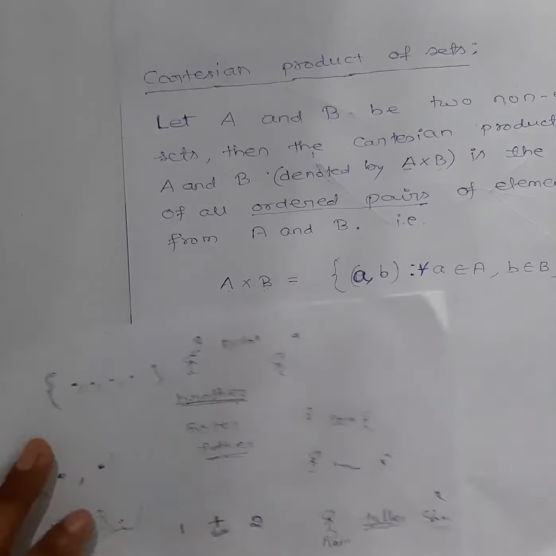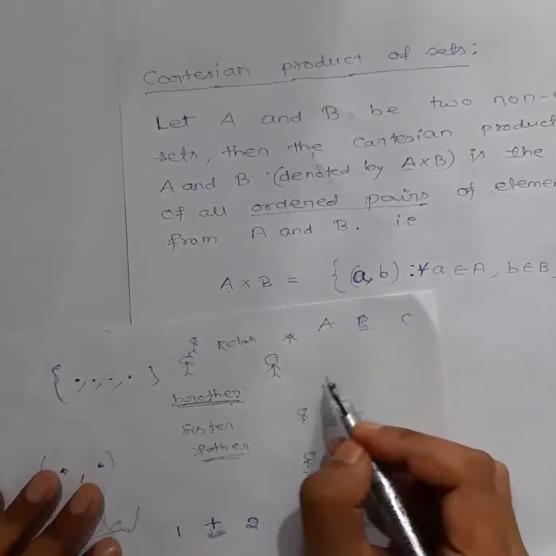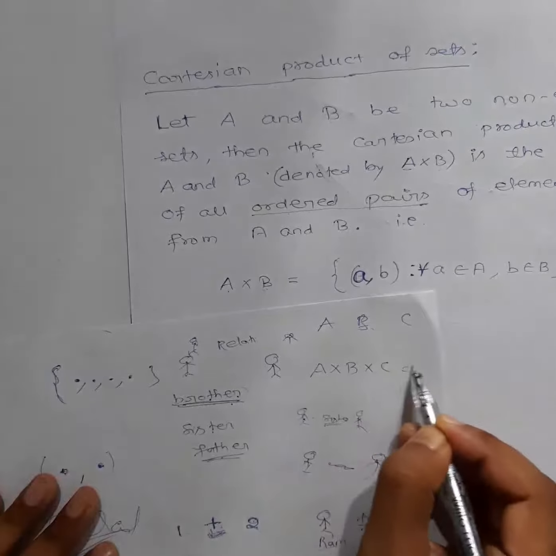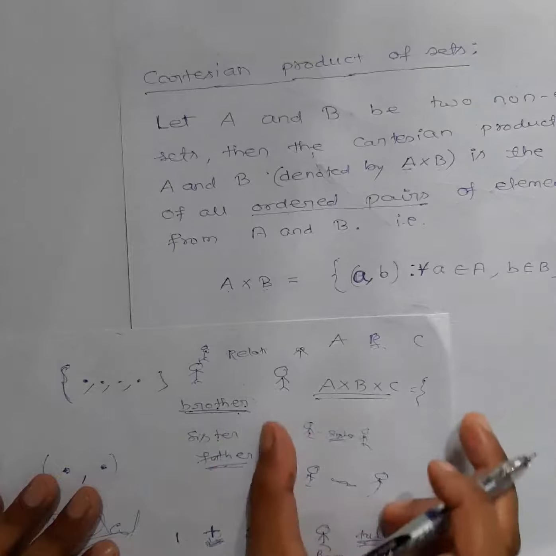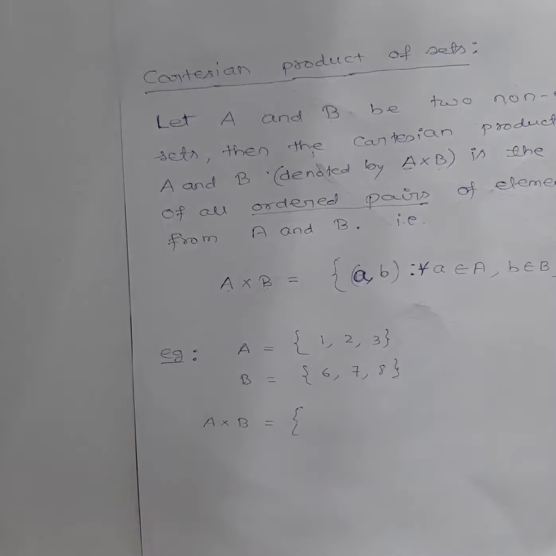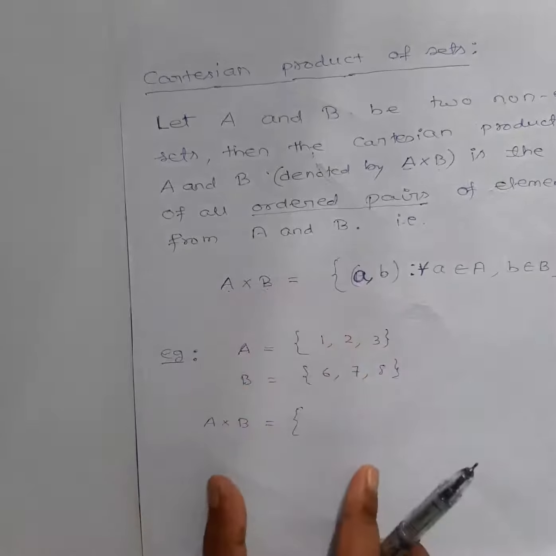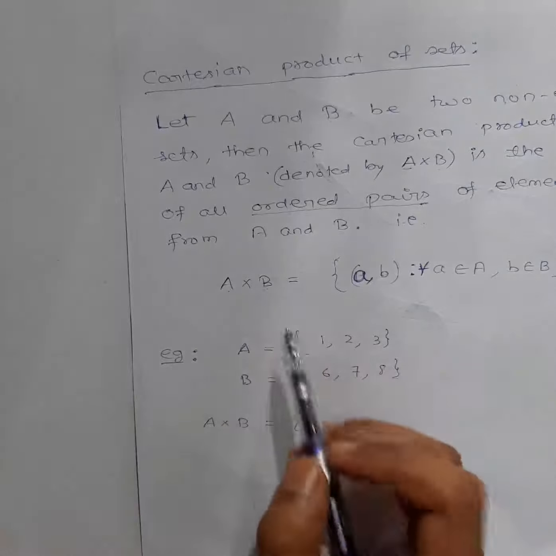You can extend the definition. Suppose you have three sets, A, B, C. Okay, then how will you give the Cartesian product? Like this. Okay, this will be the notation. If it is four sets, then you add another one here. So you can extend the definition. Here we will discuss only pairs. After this, if you have three sets, you can extend the definition yourself also. So try to understand this one only.